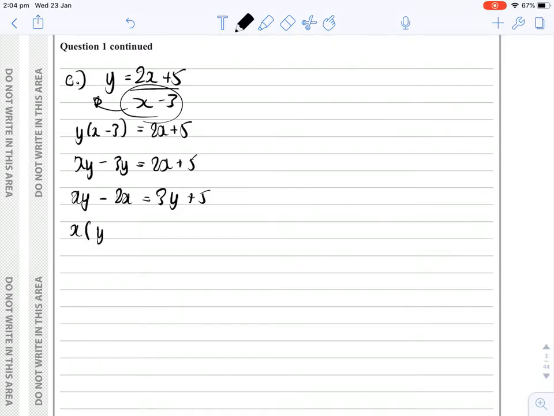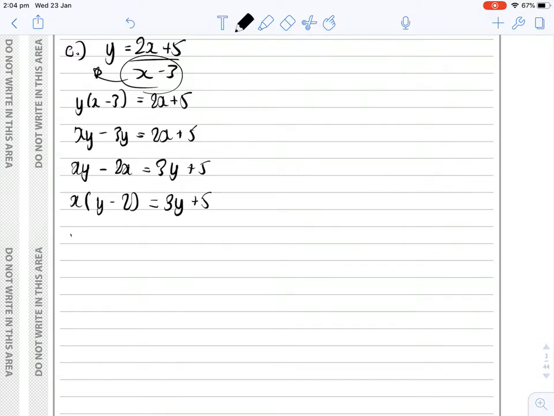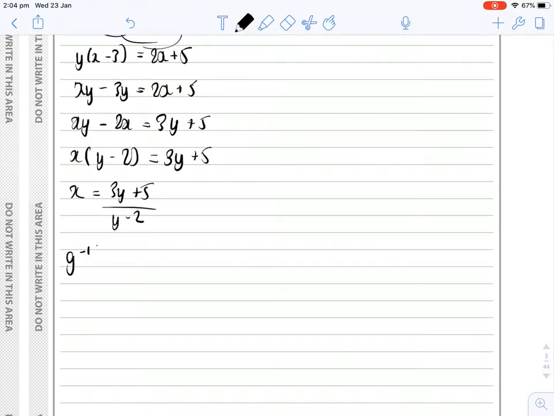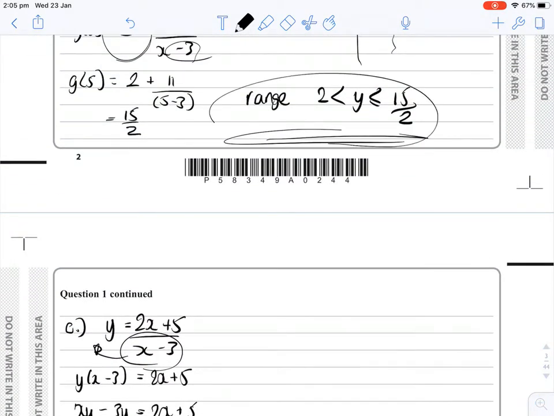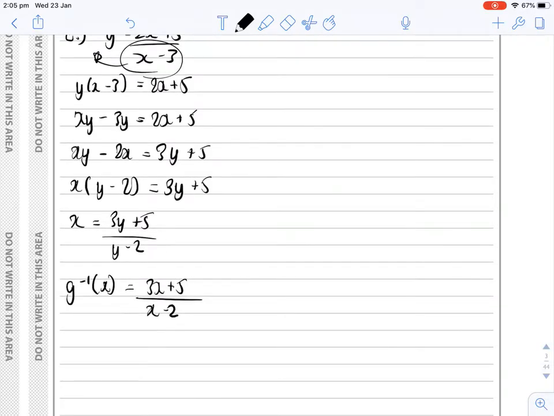Factorise, x lots of y minus 2 is equal to 3y add 5, and then divide to give x is 3y add 5 over y minus 2. So therefore the inverse g to the minus 1 of x is 3x add 5 all over x take away 2. Now it also asks to state the domain. Now that is going to be the range of the original function is the domain of the inverse. So where x is between 2 and 15 over 2. There's our solution.